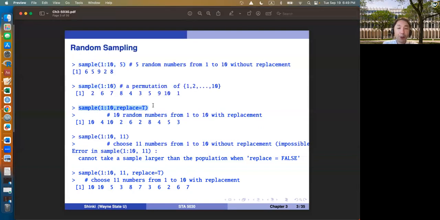And if you type replace equal to true, then we can get the same observation twice: 10 and 10 here, 4 and 4 here, and 2 and 2 here. But 1, 5 or 9 do not appear in this case. This looks a little strange, but it is reasonable, because if we have 10 observations from 1 to 10, we can interpret it as 10% of observations are 1, another 10% of observations are 2, and so on.